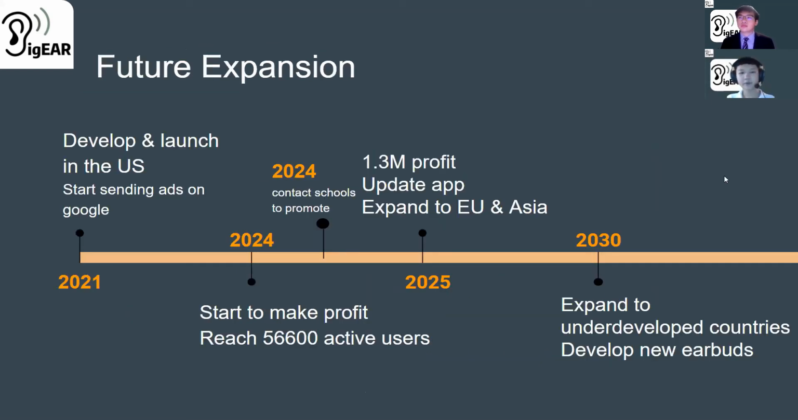In 2021, we expect to develop and launch the app in the US market. Right after we launch the app, we will immediately start sending advertisements on Google to attract attention. By 2024, our app should be making a profit and reaching around 56,000 active users. Then, since our app has been proven to be welcomed, we will contact schools to promote our product even more towards our youth. In 2025, an expected 1.3 million profit will be made.